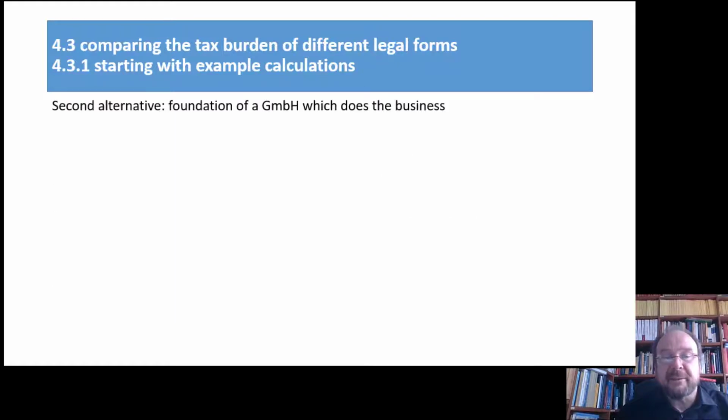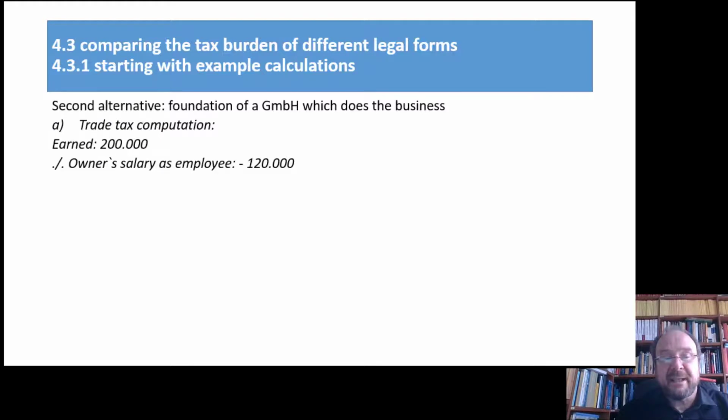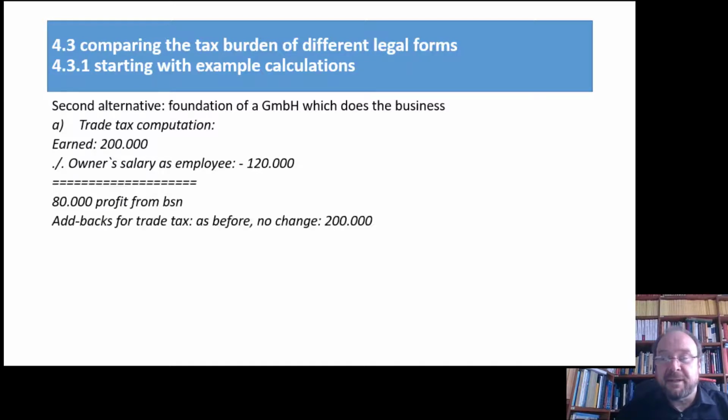Now let's look at the foundation of the GmbH, which does the business. Then we have a trade tax again, but now the profit has been modified because the owner works as an employee and pays himself a salary. Now you see the 10,000 per month amount to 120,000 a year. So the profit, which is remaining here for the GmbH, considerably drops down to 80,000. We have add-backs for trade tax as before. There should be no change, 200,000. So that leads to a trade profit of now only 280,000.